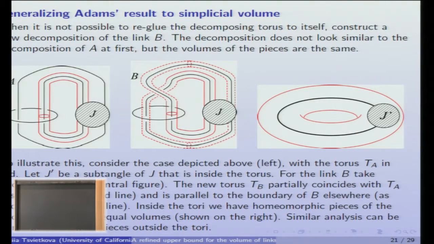Basically, you take the torus that would follow this torus in this tangle, and then that would be boundary parallel elsewhere. If you look inside, you will get something like this, where G prime is a subtangle of G that's inside the first torus, right? So inside you have homeomorphic pieces of the decomposition, and they will have the same volume. You can also look at the outside, and outside you will also have homeomorphic pieces of decomposition, which once again should have the same volume. This is just an illustration of one of those cases when you cannot re-glue things back. That's one torus, that's another torus, where the pieces inside and outside are homeomorphic, despite the fact that the tori are different. You proceed with similar analysis for all cases, step by step, and you get Adams' result. Any questions?